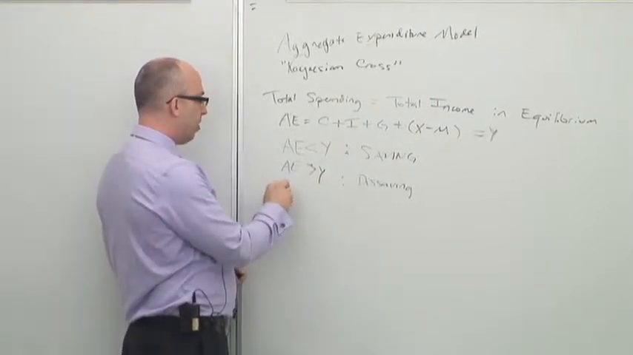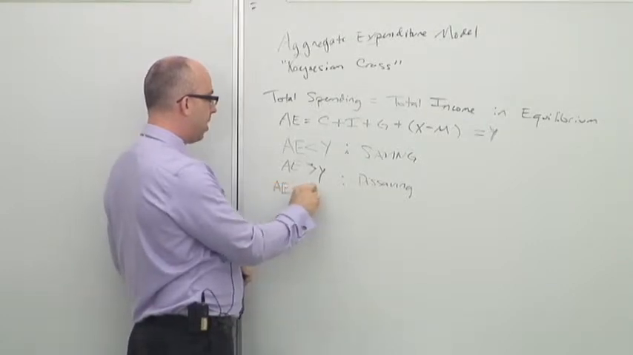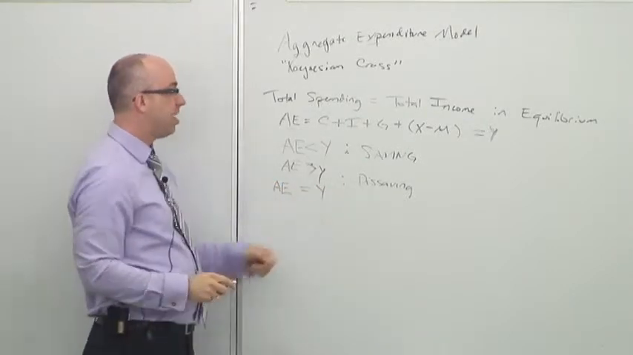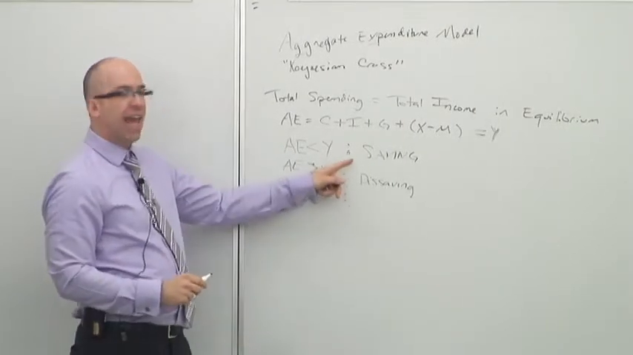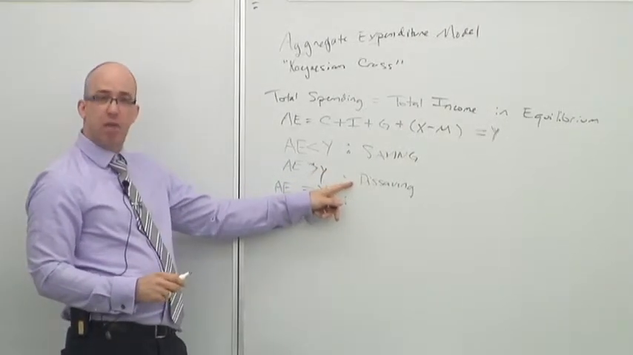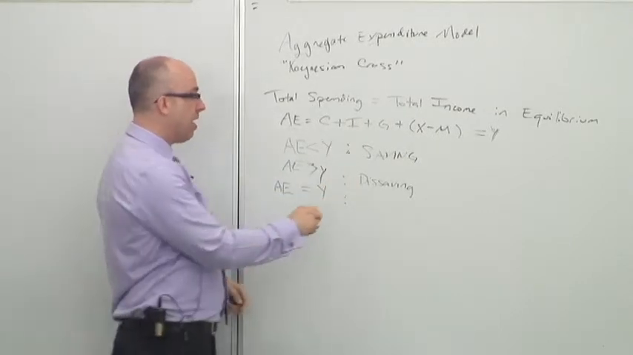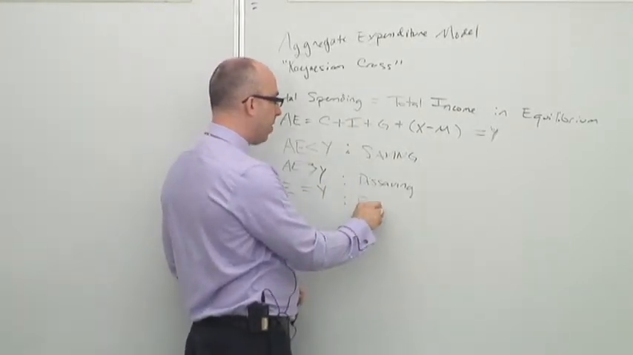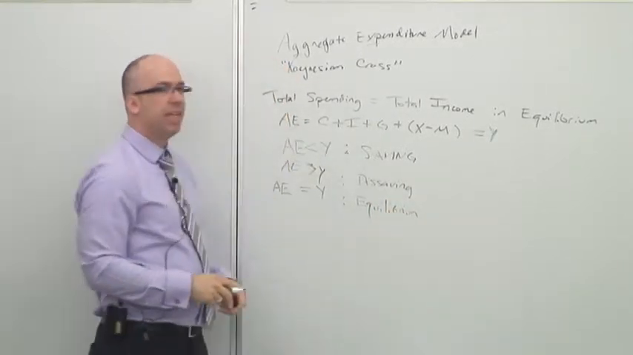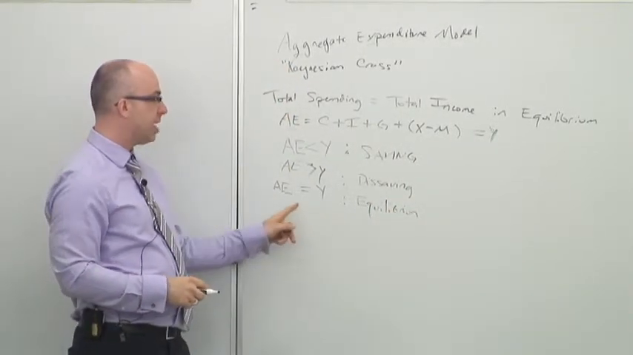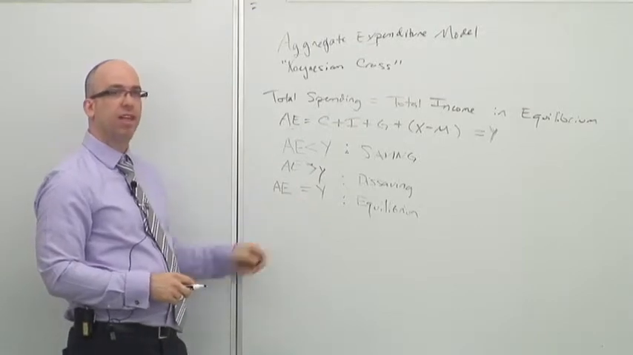What we care about is where aggregate expenditure equals Y. There's going to be 0 savings. You are not adding to savings. You are not taking out of savings or dissaving. You have this equilibrium point. So when we talk about equilibrium GDP, we're talking about the exact point where this is.